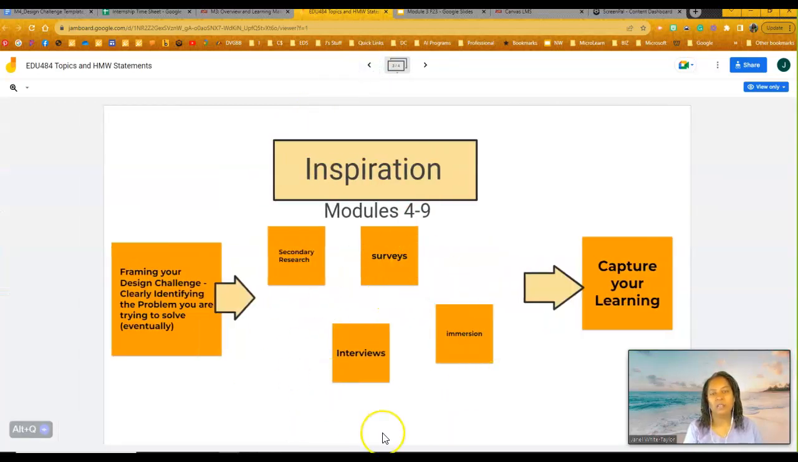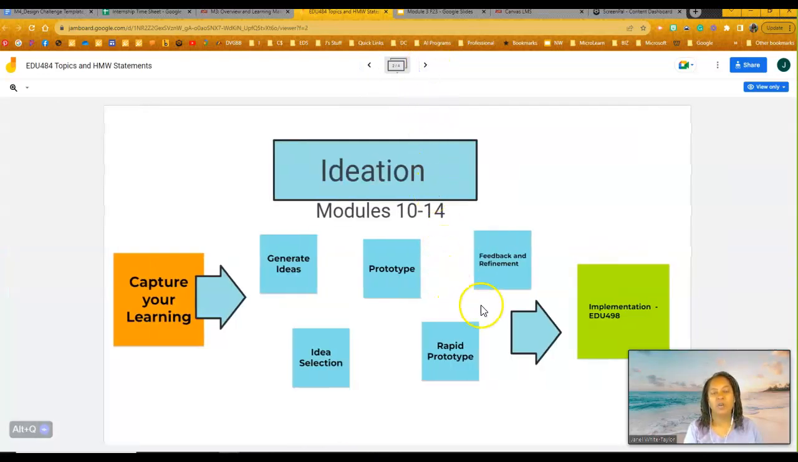Inspiration, gathering the ideas, making it a really strong idea, and then as we move towards the latter part of the semester, we're going to put it into ideation and really think about what those ideas are and how they transfer into a workable solution to the problem. So hopefully this layout helps you understand where we're going in this course and how things are flowing throughout the course.